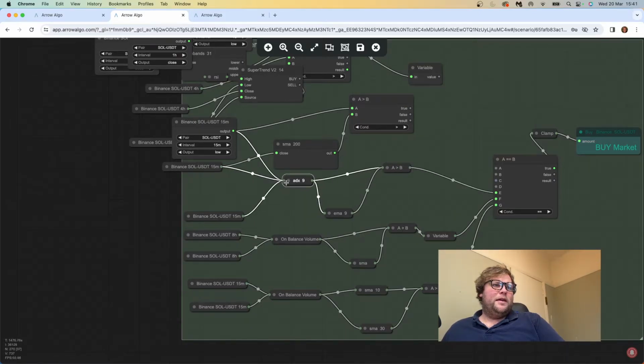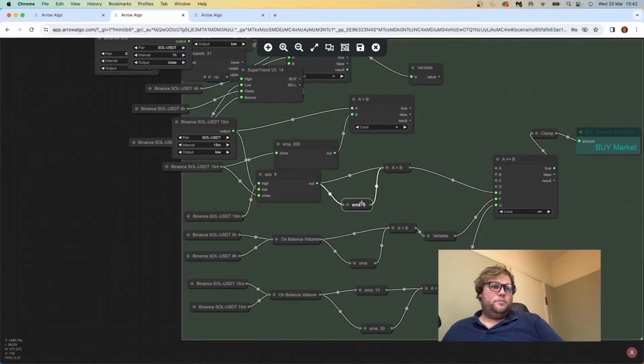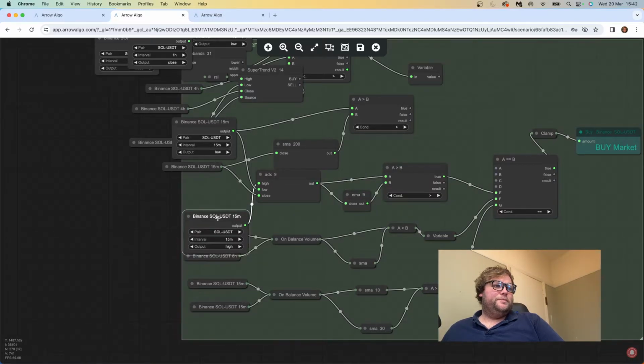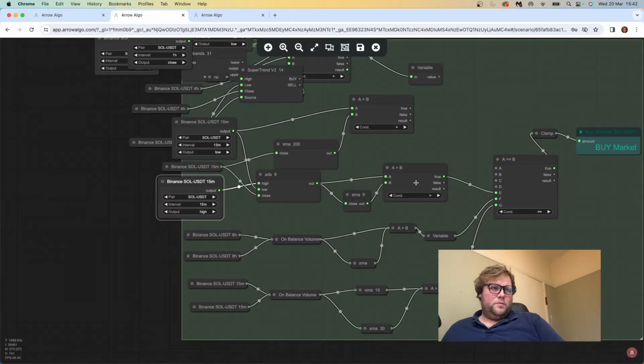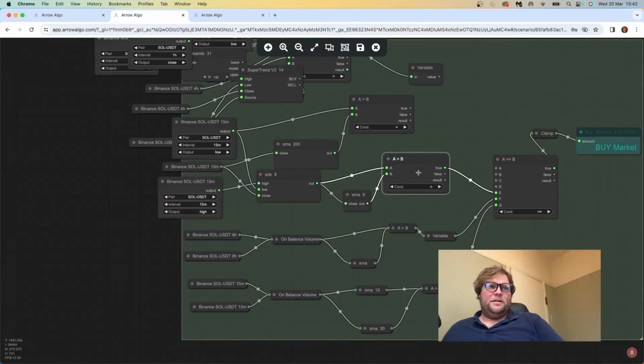Part E, we're looking at the average directional index. And we're simply checking on a 15-minute chart here whether the ADX is above its exponential moving average.